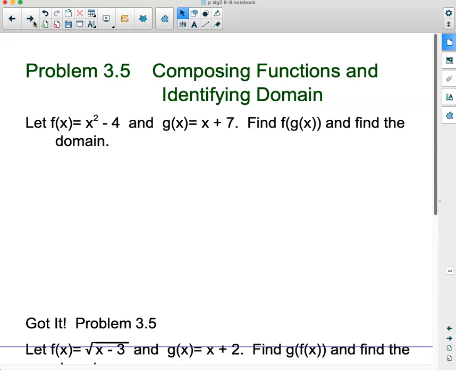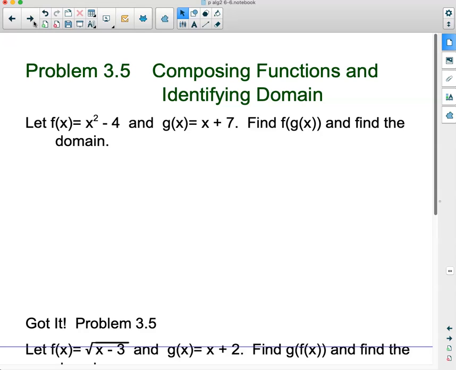And this one says we're going to compose functions, but we have to identify the domain. Obviously, we've been talking about that. Let f of x equals x squared minus 4 and g of x equals x plus 7. Find f of g of x and find the domain. I don't know about you, but I'm looking for a number to put in. I like that last problem we did. We had a number, we put it in the innermost parentheses, then we put it in the other one. This one's saying no numbers this time. Actually put the function into the other function. That's what we're supposed to do.